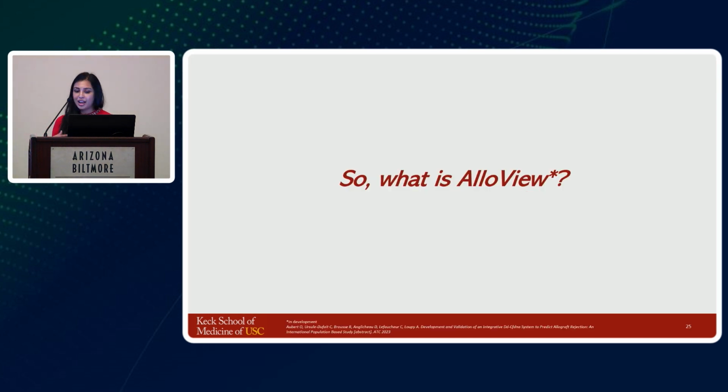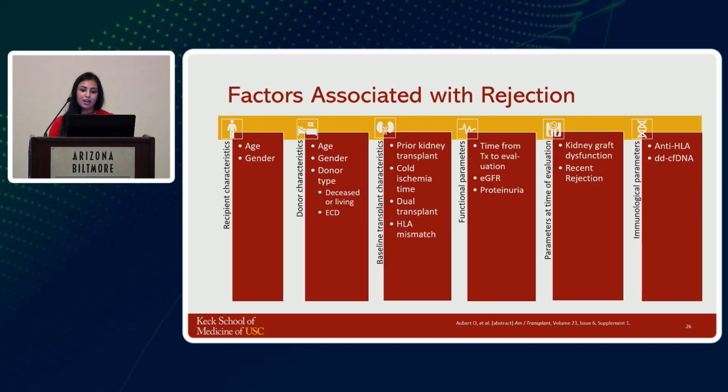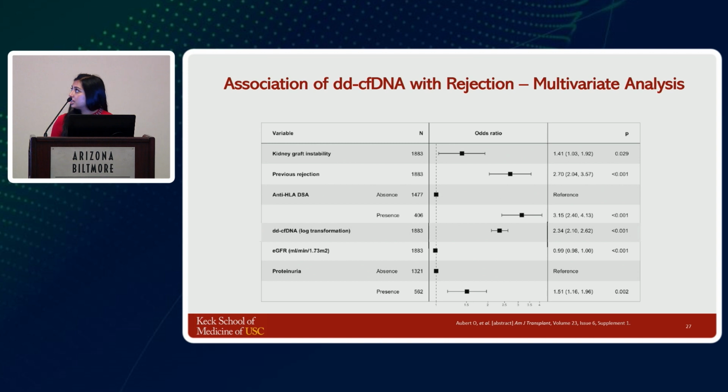So what is AlloView? AlloView is a predictive model put forward by the Paris Transplant Group and CareDx that provides an integrated view of the various factors associated with rejection. The initial cohort was done in 2 French studies. It's since been validated in the US and the EU with a total of 2,500 patients. The investigators assessed various determinants for kidney allograft rejection as shown on the slide. So you can see donor and recipient characteristics, baseline transplant characteristics, functional parameters, parameters at the time of evaluation, and immunologic parameters, and performed a uni and multivariate analysis, that regression to assess the various determinants of kidney allograft rejection.